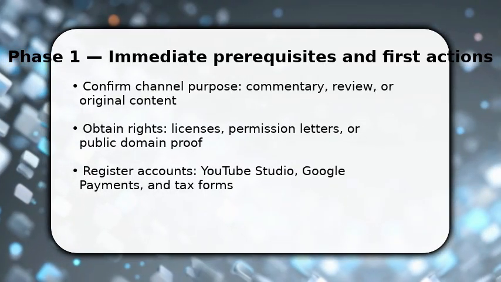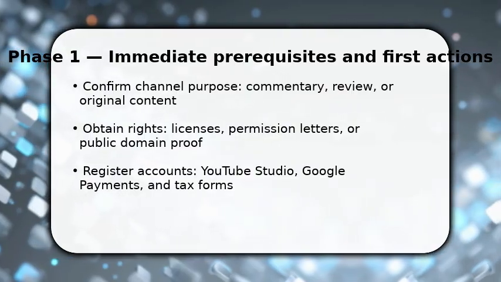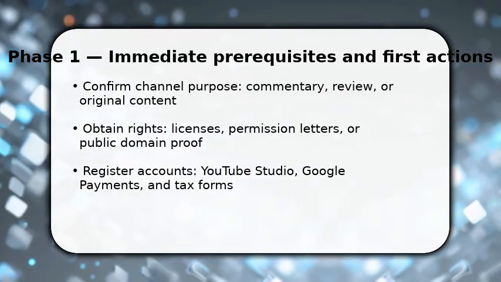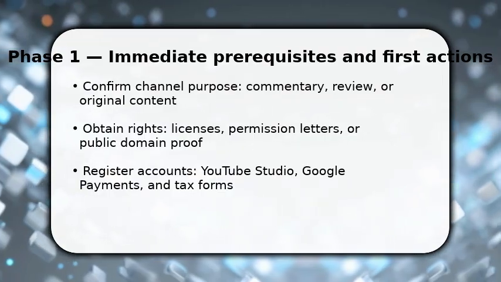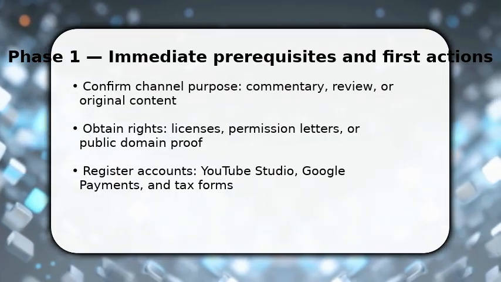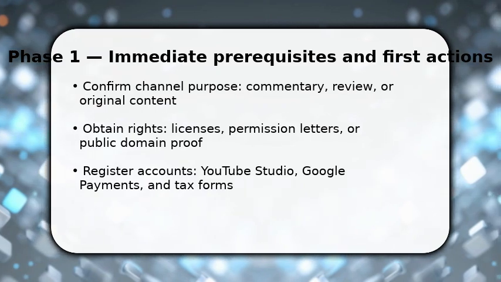Next, set up YouTube Studio and link Google Payments. Enter Form 1099 or applicable tax info when required. This prevents strikes later and gives you proof of intent and ownership if a dispute arises.